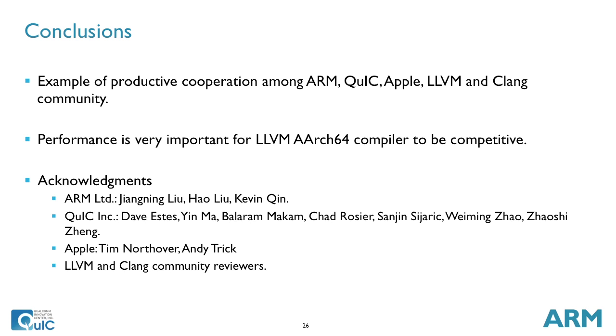So, conclusions. I think AArch64 is a good example of successful cooperation between a bunch of companies like ARM, Qualcomm, Apple, and the LLVM and Clang community. We had a backend that went through a major disruptive code-base switch. It got merged, stabilized, and now it's showing some signs of performance. That's good. Performance is very important for us. I hope it came across in this presentation. We want the AArch64 compiler to be a competitive compiler, and performance is key.